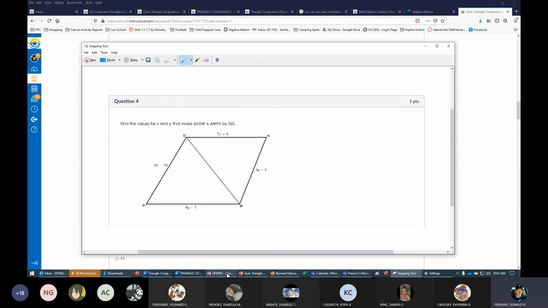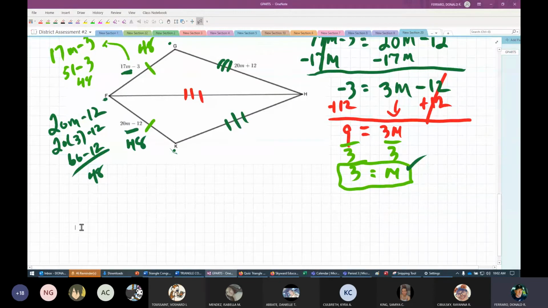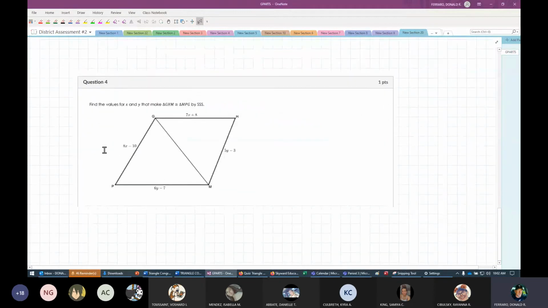I need to adjust this just slightly. There is a problem with this equation. It actually is a systems of equations, and I need to simplify this for you. So instead of this, bear with me 1 second. Instead of triangle GHM is congruent to MPG, what I need you guys to think about this as is triangle, and we're just solving for X. Don't worry about solving for Y.